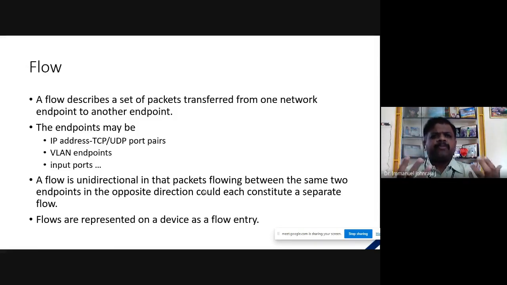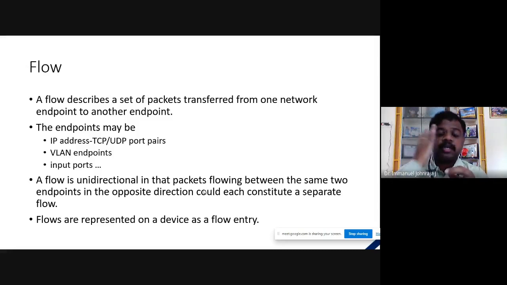These are all flows. These flows are given importance in order to achieve quality of service in IPv6, if you could recall that, you would be able to correlate here. The third point again is something crucial. A flow is unidirectional. Let me read it fully. A flow is unidirectional in that packets flowing between the same two endpoints in the opposite direction may be a separate flow. They will be a different flow.